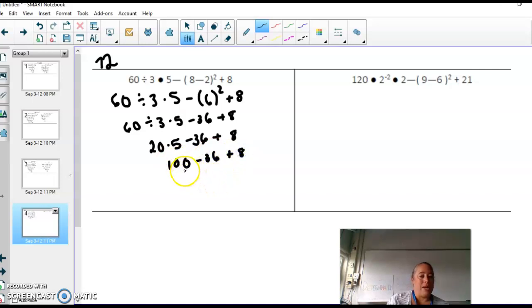Now from left to right, you're adding and subtracting. 100 minus 36 is 64. 64 plus 8 is 72. I had to think about that one for a second. Okay, last one, parentheses. So 120 times 2 to the negative 2 times 2. Okay, parentheses. 9 minus 6 is 3.